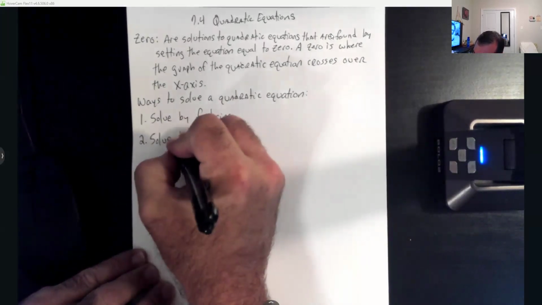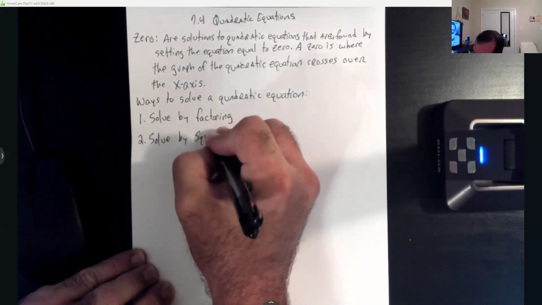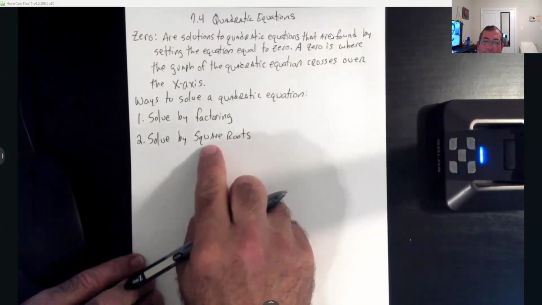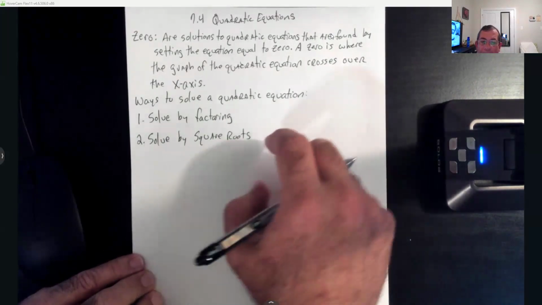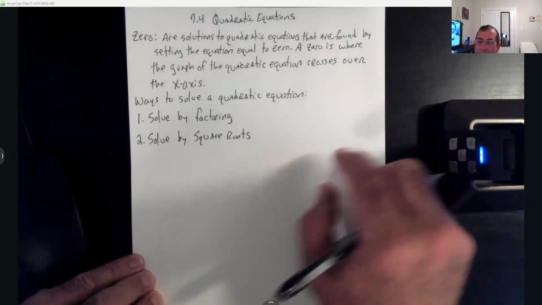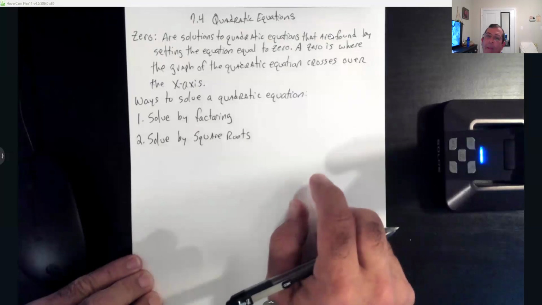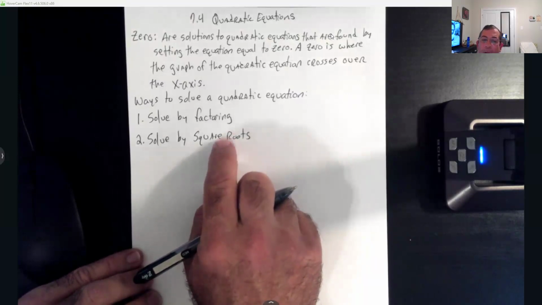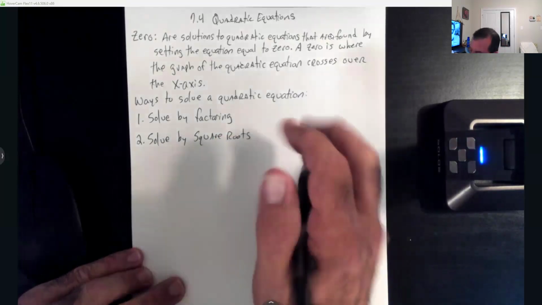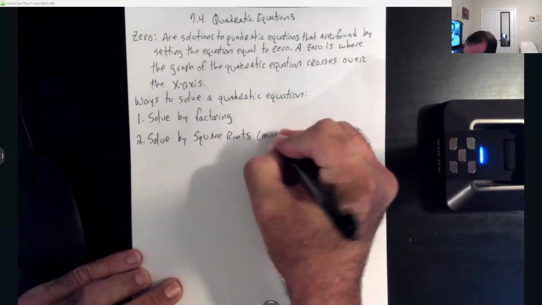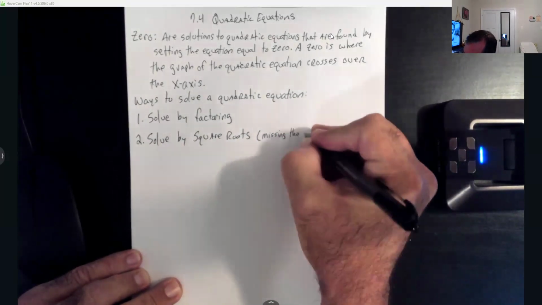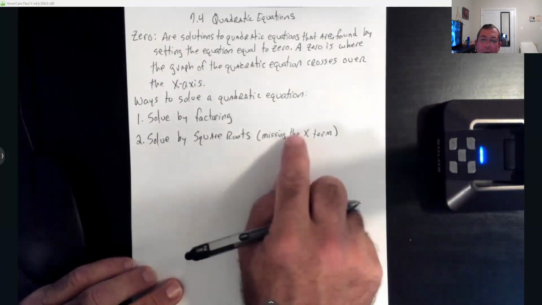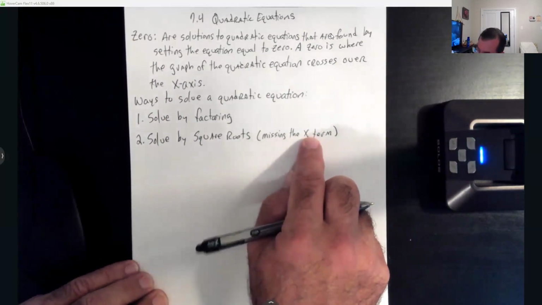All right, another way, solve by square roots. So if you remember in some of the support, we solved those equations by square roots. When I got the x squared by itself and a number on the other side, and then we did the square roots. And then that's when I introduced you to the plus or minus on those. But you can only do the square roots if it's missing the x term. So that means you'll have the x squared and a number, but you won't have an x term on it, okay?